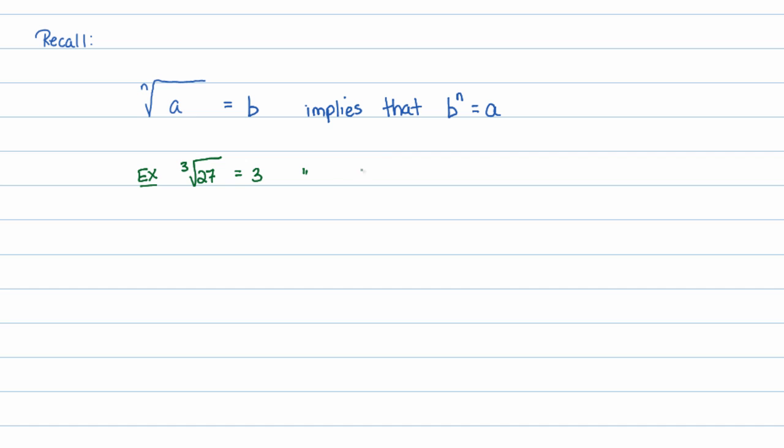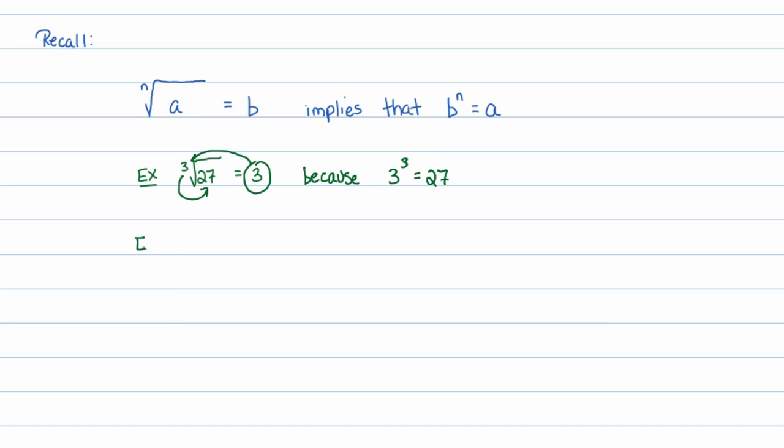Why? Because 3 to the third power is equal to 27. In other words, this 3 raised to that third power is equal to 27.